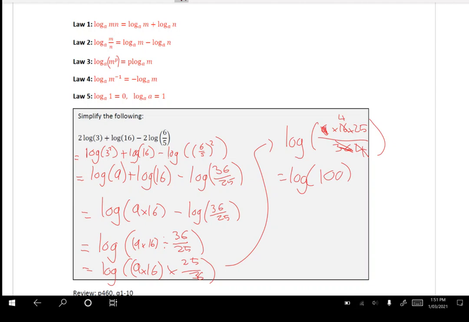Now a log is just: what number do we raise our base to, to get our subject? What do we have to raise 10 to, to get 100? 2. Log 10 of 100 is 2. Who would have guessed? All that working out to get to 2.